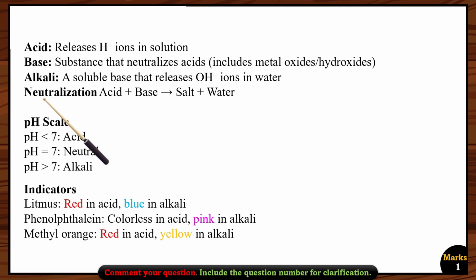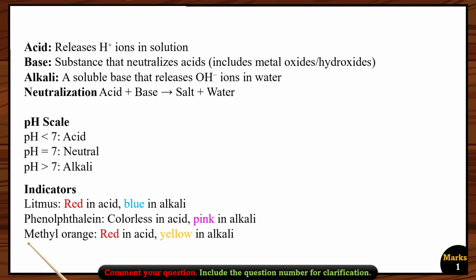What is a neutralization reaction? The reaction between acid and bases is called a neutralization reaction, in which the products are a salt and water. Let's see now the pH scale of acids, alkalis, and neutral compounds. The pH of an acid is always less than 7, whereas the pH of neutral compounds like water is always equal to 7. Alkalis have a pH greater than 7, from 8 to 14.